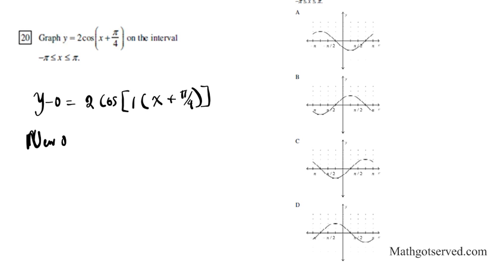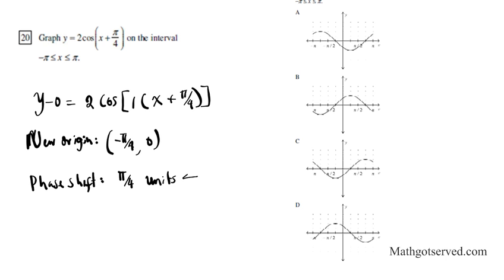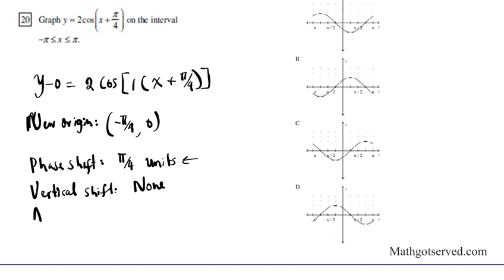The new origin, you do the opposite of that: negative pi over 4 and 0. So that means your phase shift, since you have a negative in the x, is going to be pi over 4 units to the left, because of that negative there. The vertical shift is going to be none, because you're not going either up or down. Y is 0.